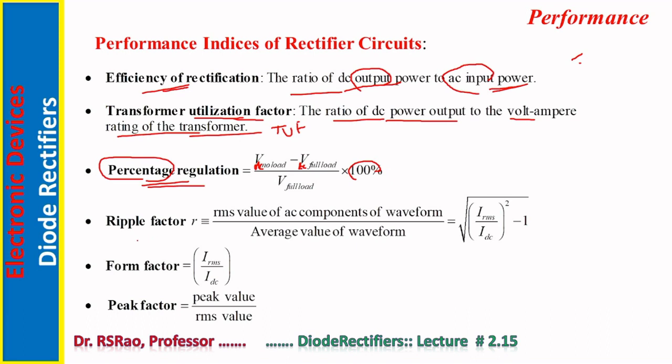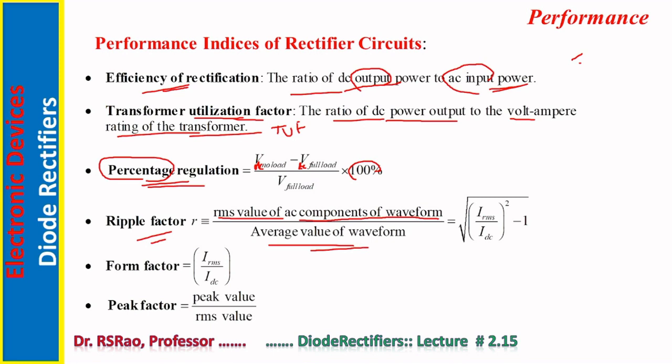Another parameter is ripple factor, R. By definition, it is RMS value of AC components of waveform to average value of waveform. This ratio, by definition, is ripple factor.